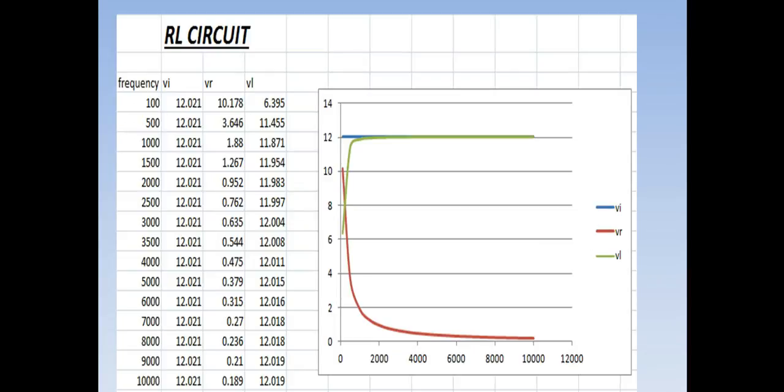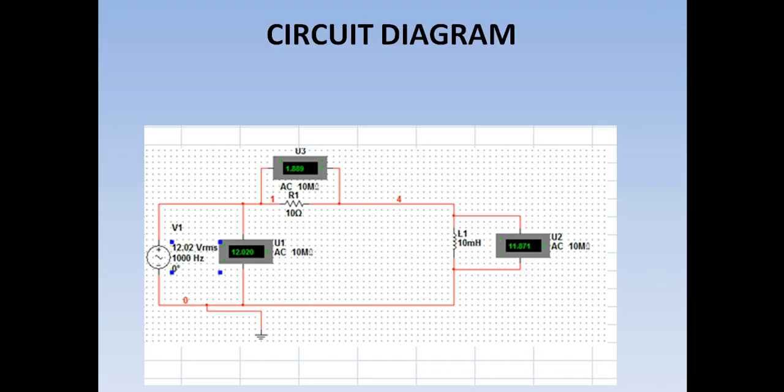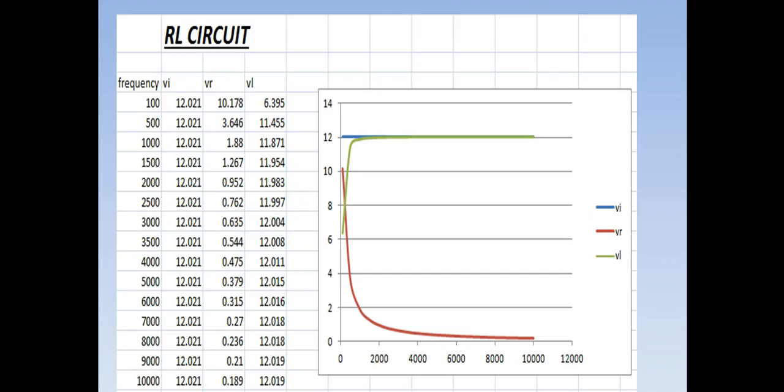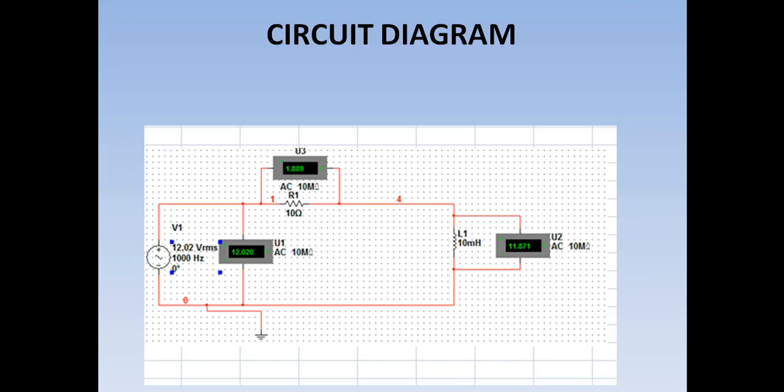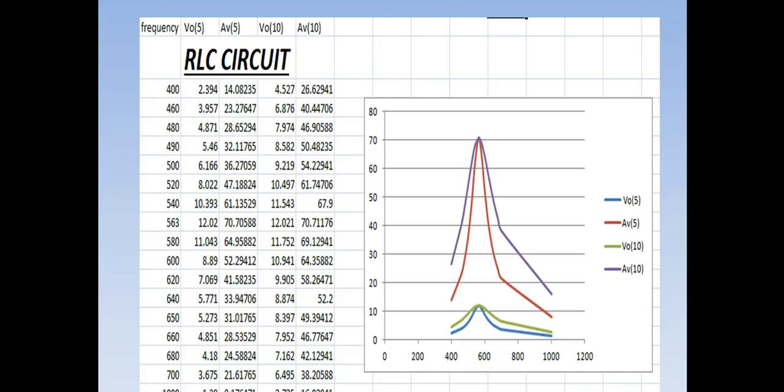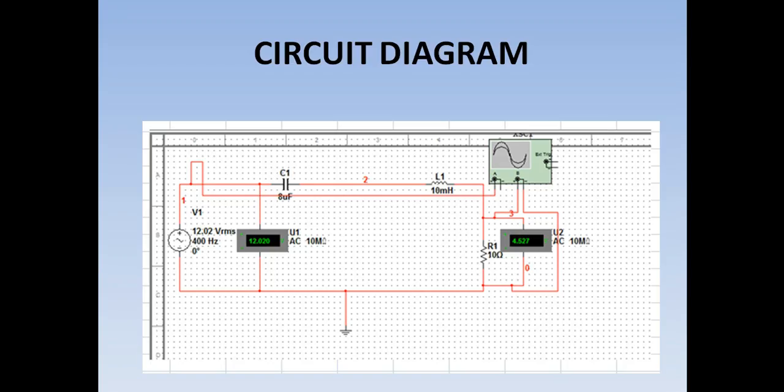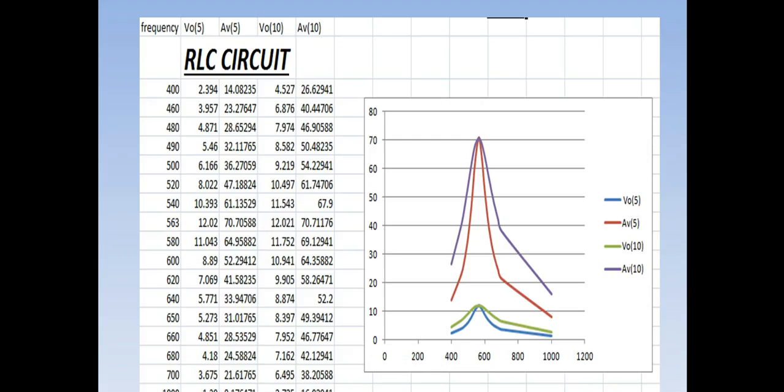Now this is the same for just an RL circuit. Here is the circuit diagram that we solved; similarly we solved to get the graphs and the values. Here is the graph. You can see again we have the inductive voltage, resistive voltage, and capacitive voltage. Now this is for an RLC circuit. You can see the diagram here that we made in Multisim, and this is the graph.